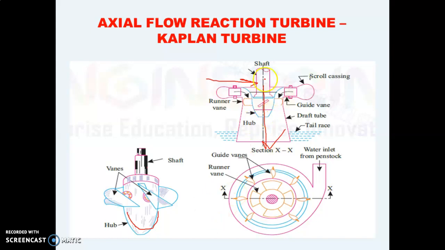Now you can see in this diagram the shaft is vertical, and the flow is axial.